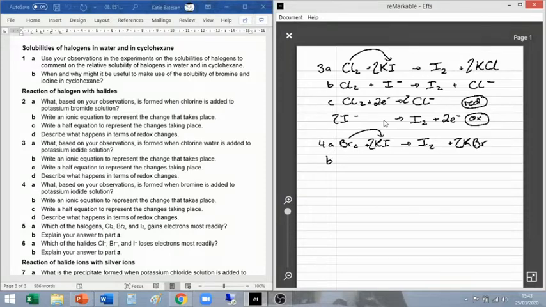B, half equations, Br2 is going to the bromide ion, 2 lots there, plus 2 electrons here. It goes from an oxidation state of 0 to -1, that is reduction.